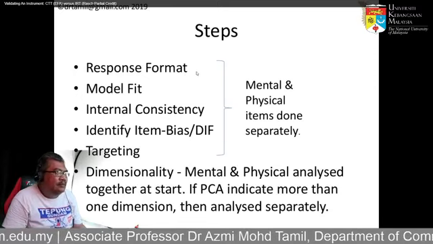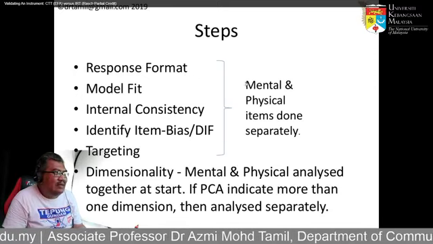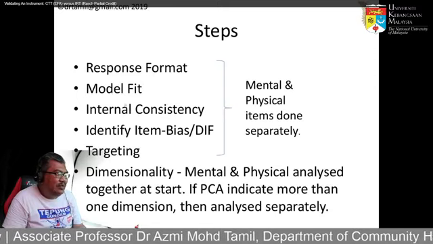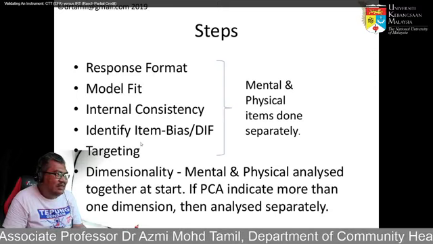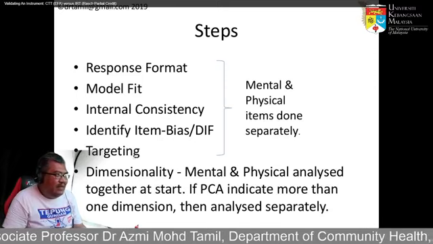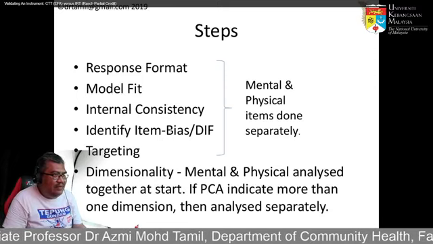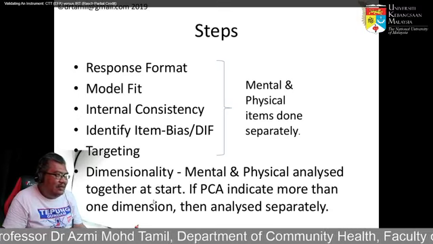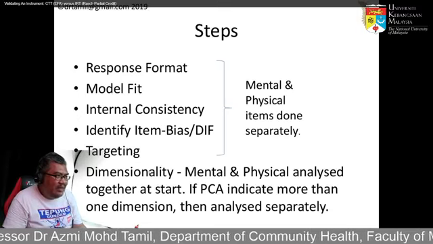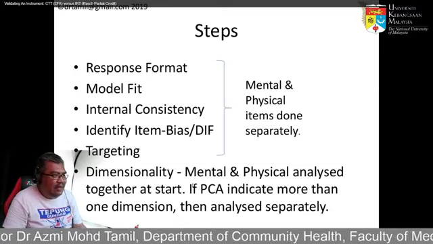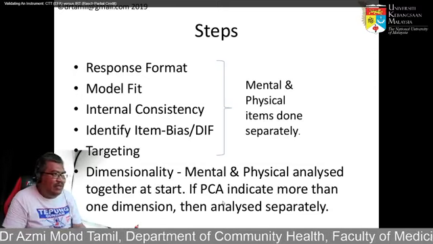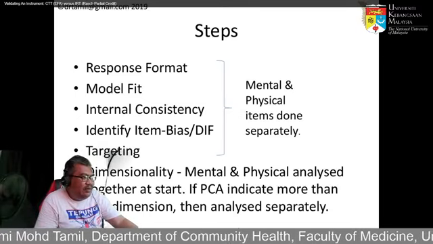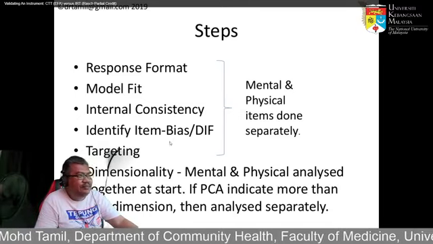If they are the same, 5 and 5, then it will be rating scale. Under Rasch, they also do all this. They do response format, model fit, internal consistency, item bias, DIF, and targeting. This is done separately for mental and physical items. Then for dimension, like EFA, what they call here is PCA, Principal Component Analysis, to see whether it has one dimension or two dimensions.